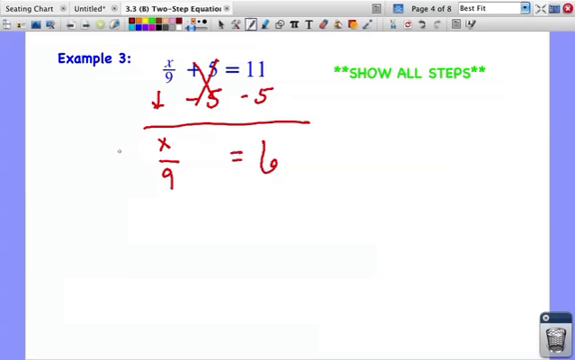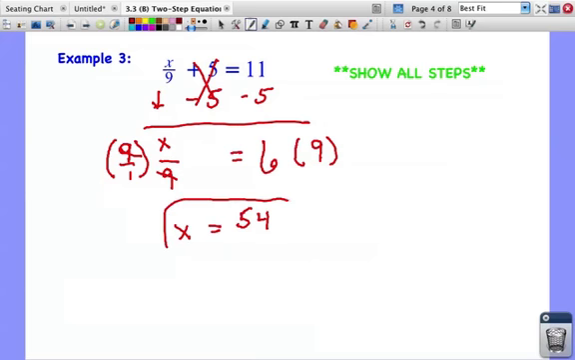Because this is division, the opposite of division is multiplication. So I need to find a way to get rid of this 9. And to do that, I can just multiply by 9. Because if I multiply by 9, I'm going to get 9x over 9. 9 over 9 is just 1. These cancel each other out. And whatever I do to one side of my equation, I have to do to the other side of my equation. So I'm left with x equals 6 times 9, which is 54. Okay, so there's my final answer.